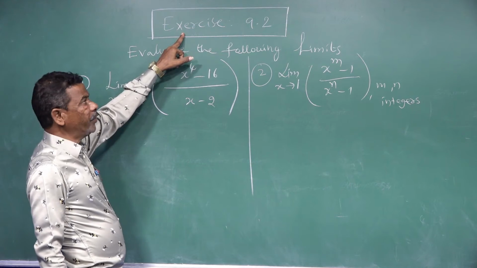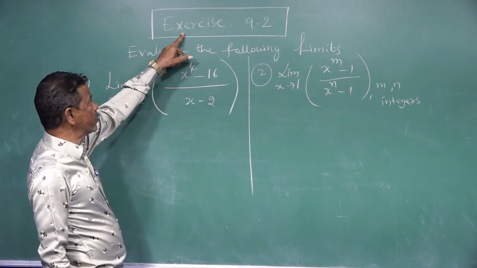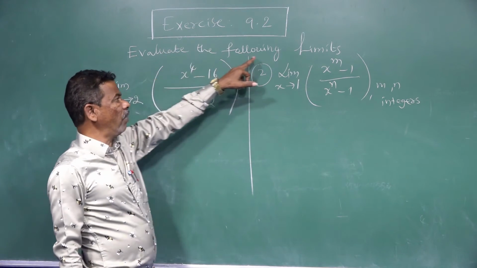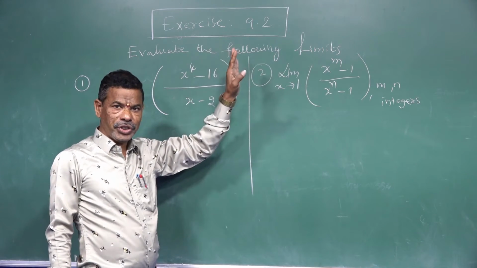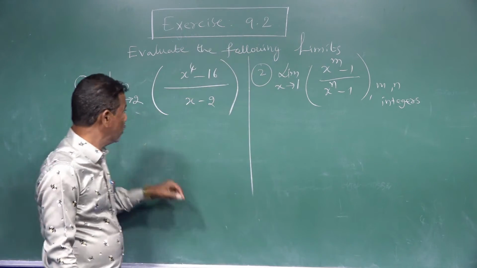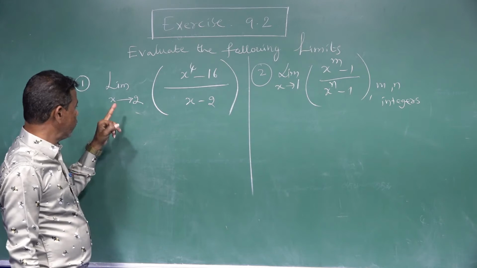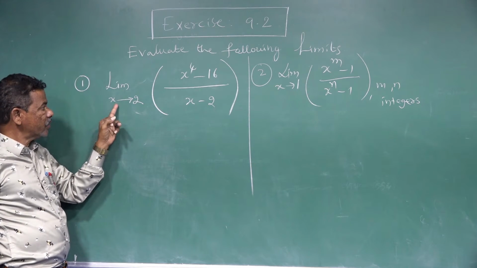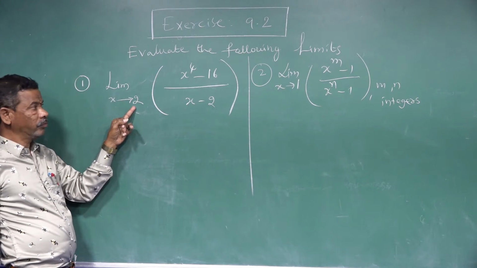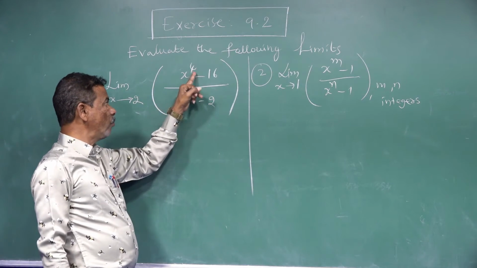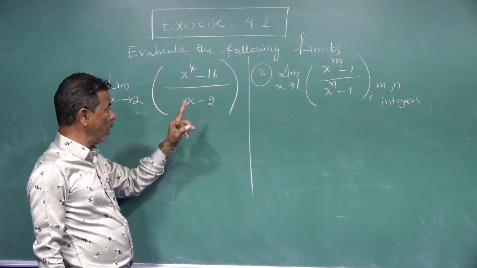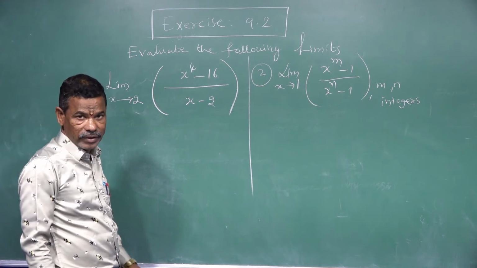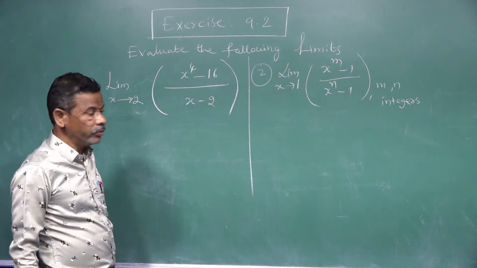Now, exercise 9.2 from the limits. Evaluate the following limits. Evaluation, calculation. Here, first problem, limit x tends to 2, x to the power 4 minus 16 by x minus 2 is given. We find the limit value.